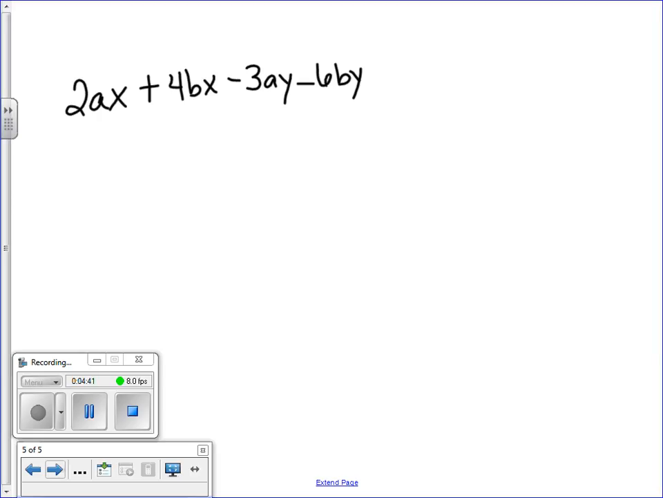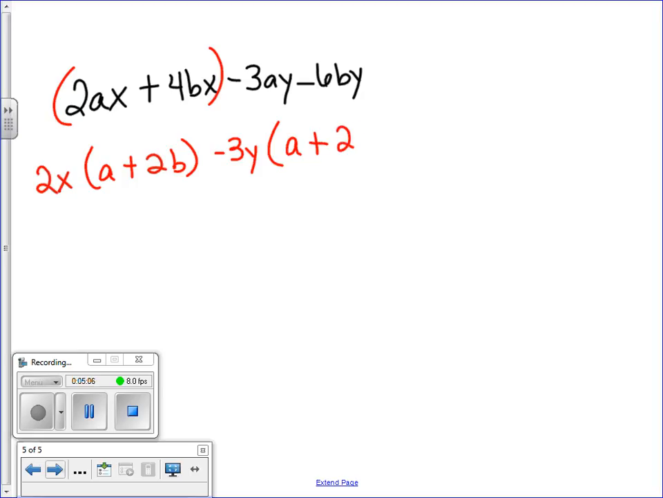Put the first 2 together. What can I take out? 2x. All right, great. And I'm left with. All right. Second group. What can I take out? Negative 3y, and I'm left with plus 2b. Right. So I have 2x minus 3y times a plus 2b. Right?